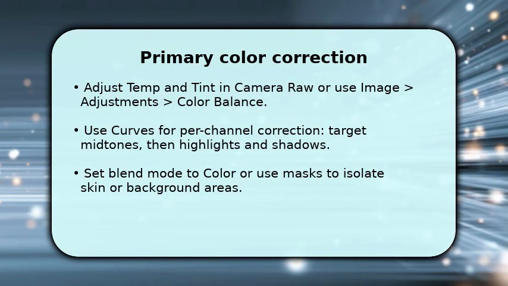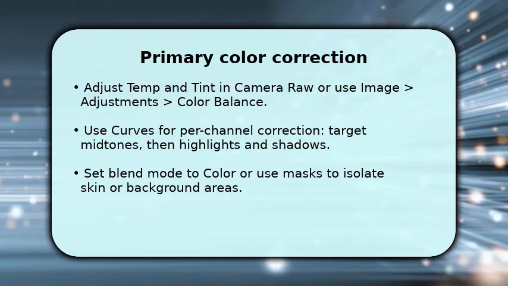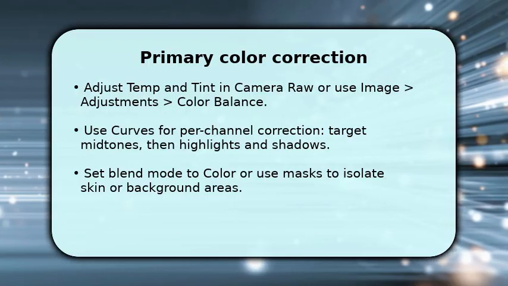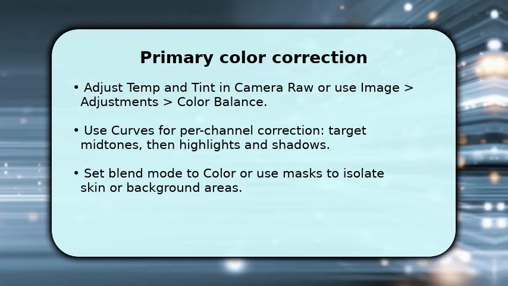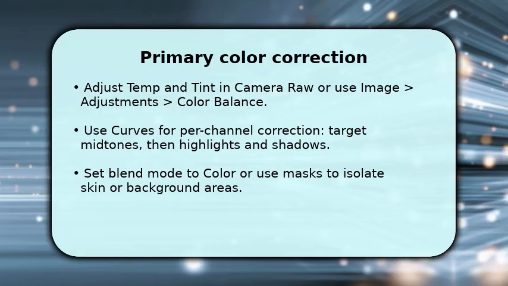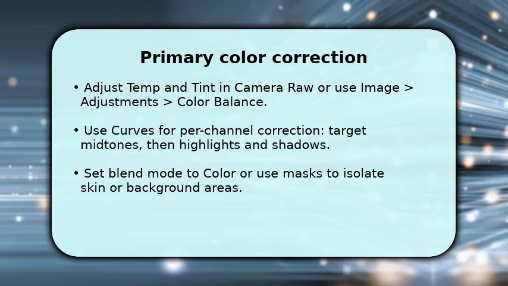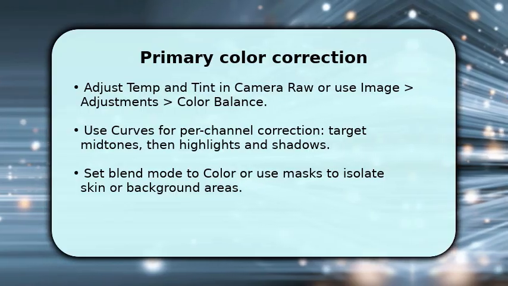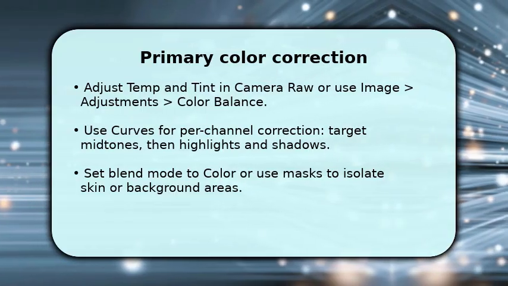Next, you perform the core correction with purposeful moves. Begin with temp and tint in Camera Raw or color balance to neutralize the dominant cast. Small increments work best. Then switch to curves. Select the red, green, and blue channels and nudge midtones to align neutrals without crushing contrast.